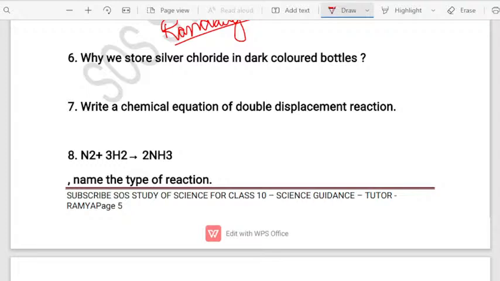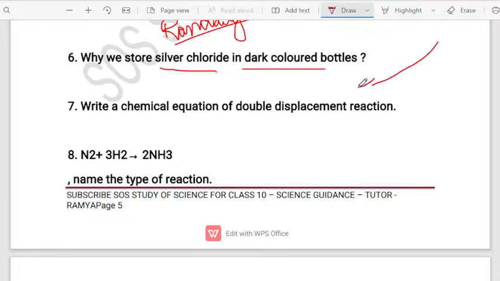Okay, so that is the reason. Always they store this silver chloride in dark colored bottles, because dark colored bottles will not absorb the sunlight very easily. If the bottle is very transparent, light can easily penetrate through it. That means light can easily pass through it. As a result, silver chloride will undergo decomposition. So to avoid that, it has to be kept in dark colored bottles.